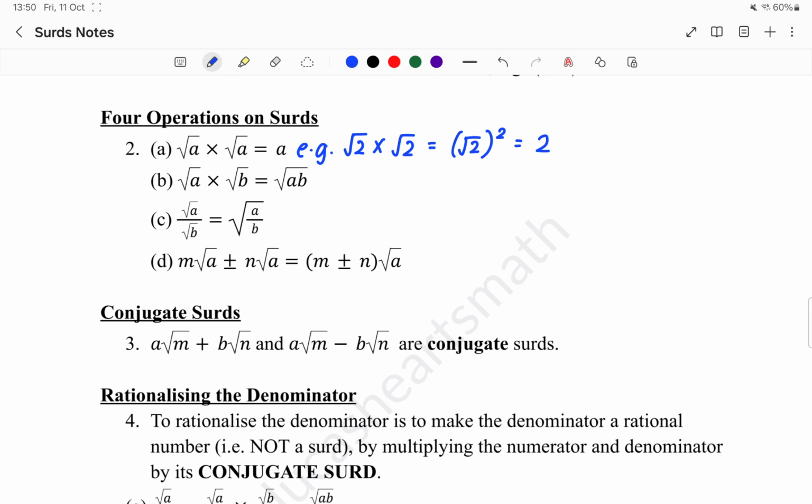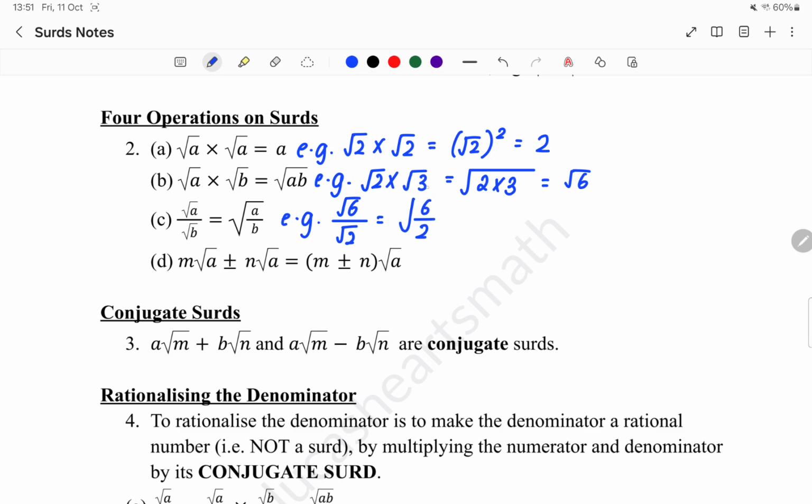Part B is, let's say I have two different types of square roots. So let's say I have a root 2 times a root 3. You can just classify them under the same square root, 2 times 3, to give you root 6. Straightforward. The next one is likewise, division. Let's say I have a root 6 over a root 2. You house them under the same square root, then this is root 3.